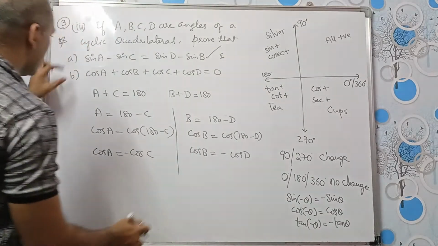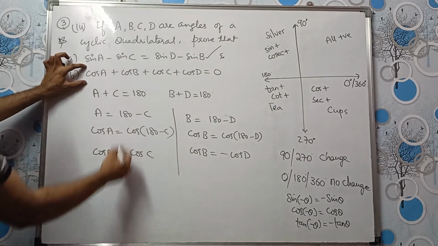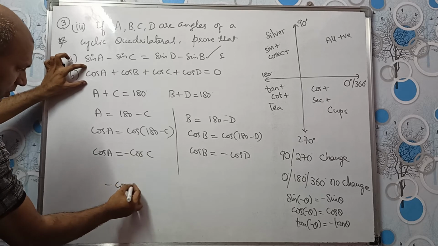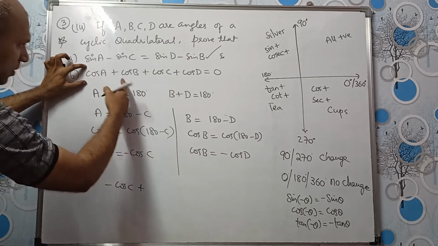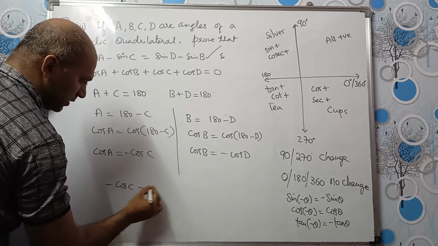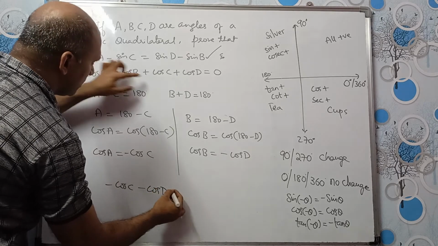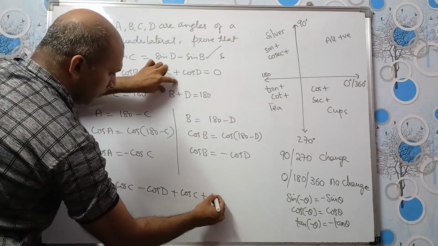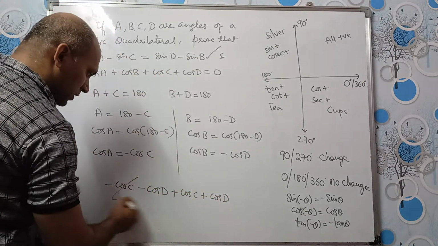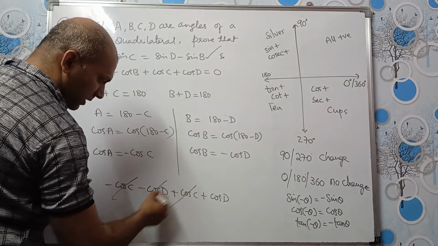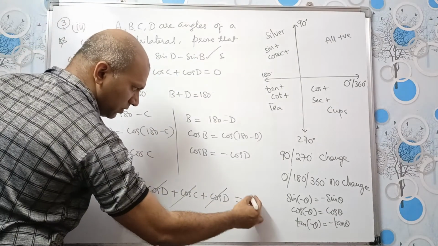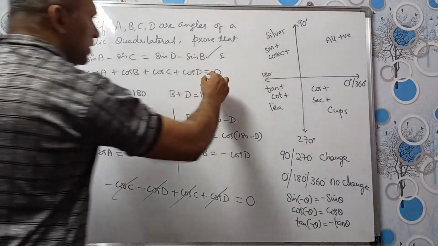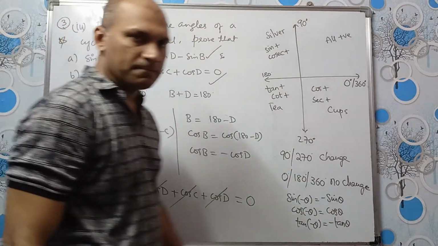Let us substitute it here. What is cos A? Cos A is minus cos C, plus cos B, which is how much? Minus cos D. So minus cos C, minus cos D, plus cos C, plus cos D. So cos C cancels to 0, minus cos D plus cos D is 0. Answer is equal to 0. Okay.